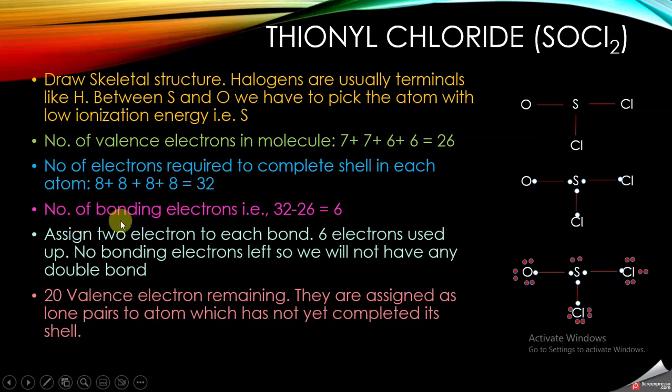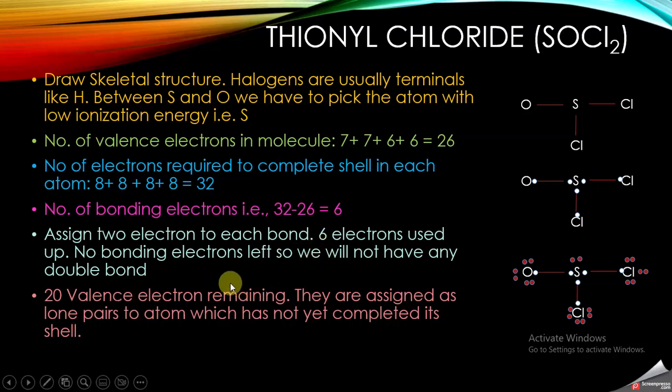Next step is we calculate the number of bonding electrons. Again, it's a difference of 32 minus 26, we get 6. So it means 6 electrons have to be assigned to the bonds. The next step is to assign 2 electrons to each bond. 6 electrons used up: 1, 2, 3, 4, 5, 6. Here you can see these white circles. These are electrons. 6 electrons have been used up. So we will not have any double bond because no valence electron is left here.